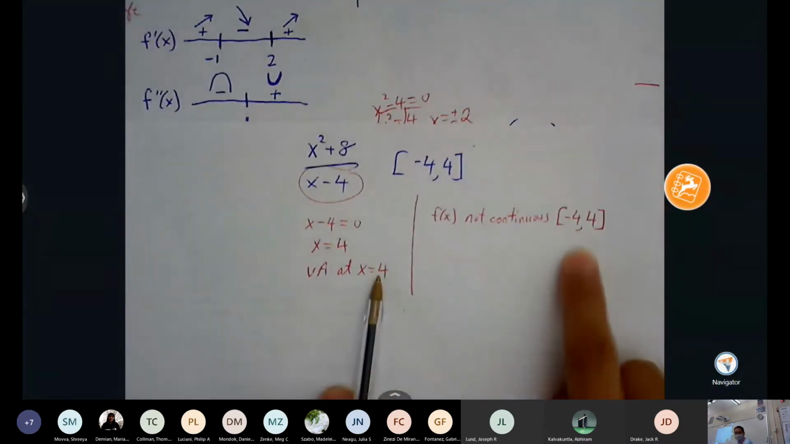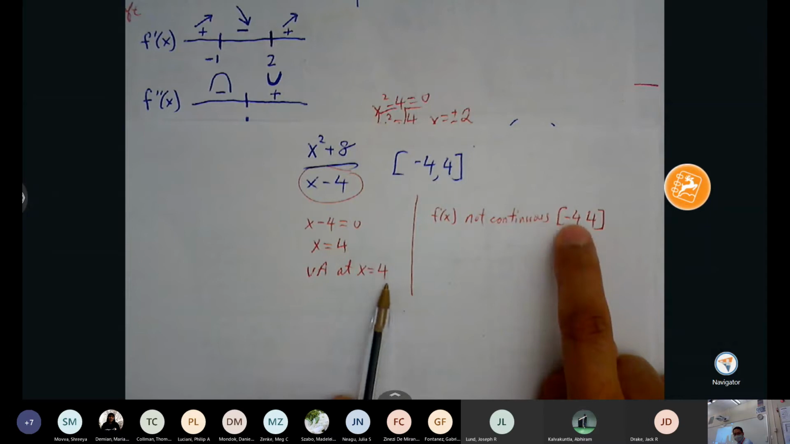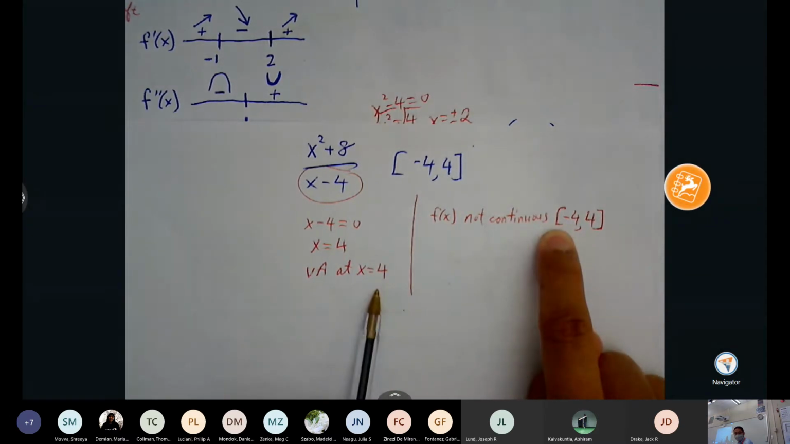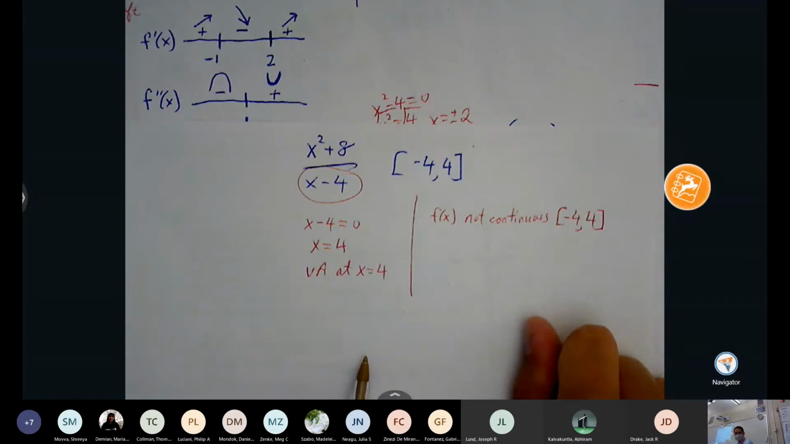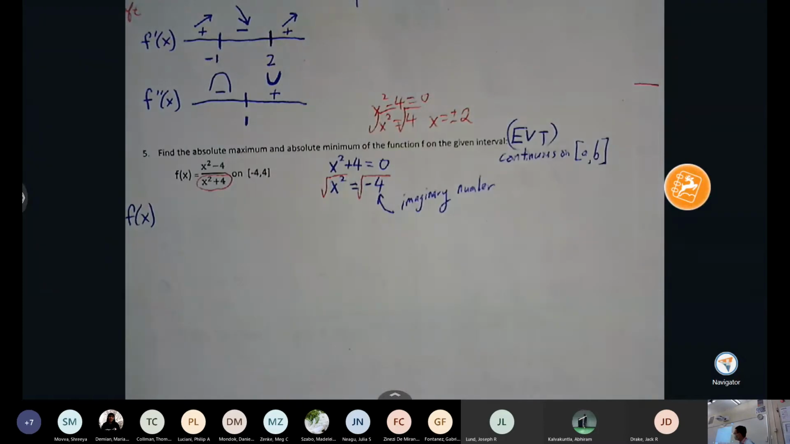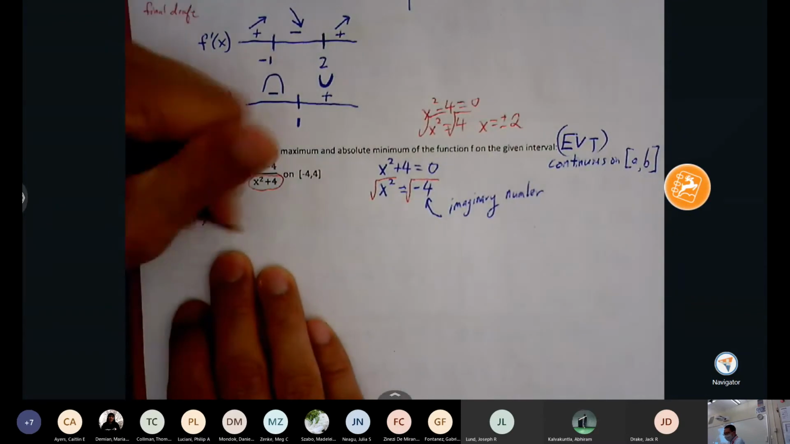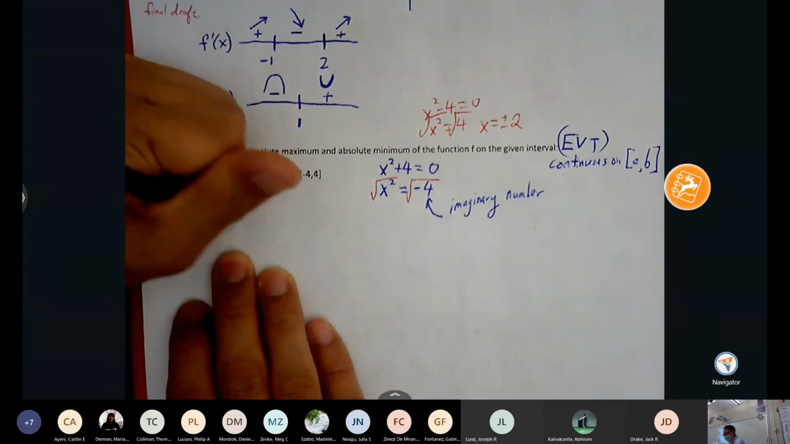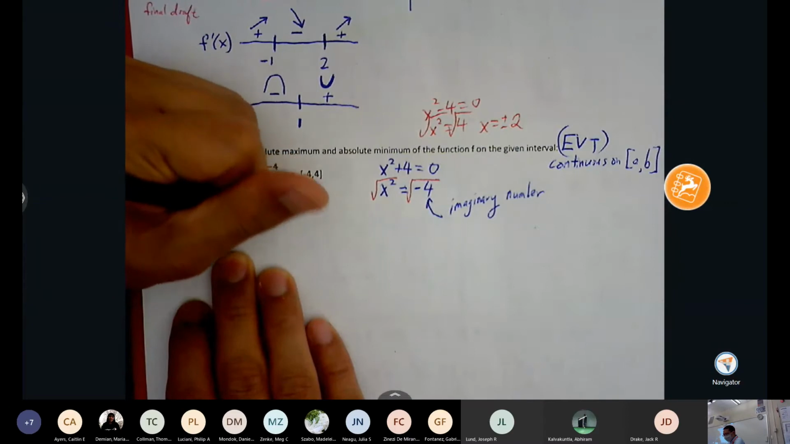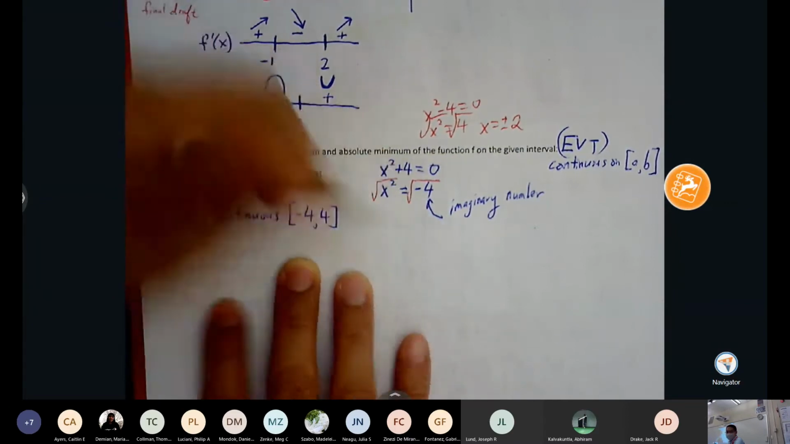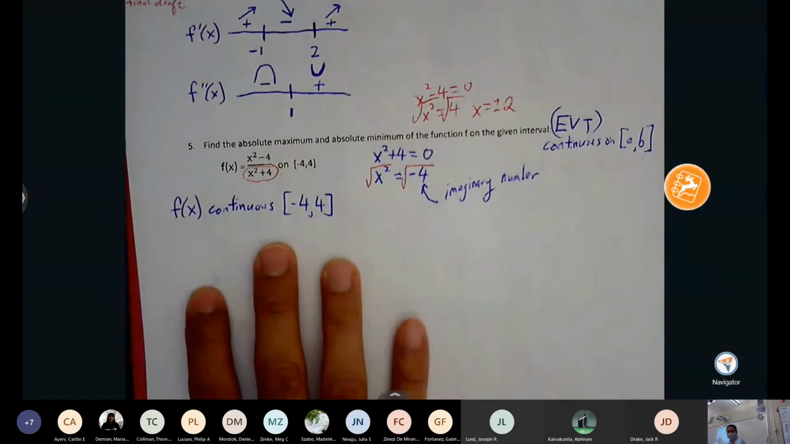So if your asymptote is at the endpoint, it's not going to pass. It's going to fail. All right, so we know our function is continuous on the closed interval. We're safe here. Make sure you state that condition for the extreme value theorem.